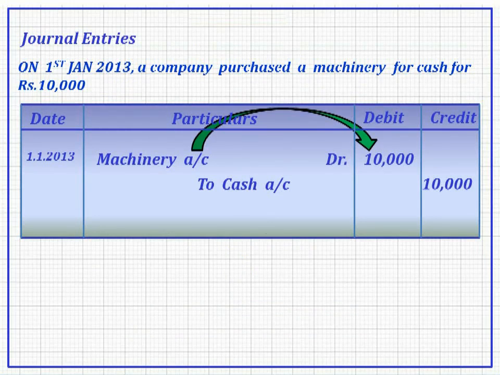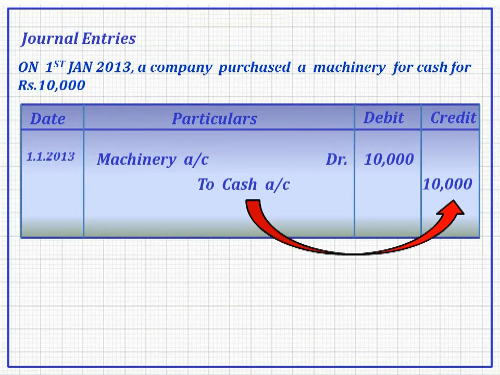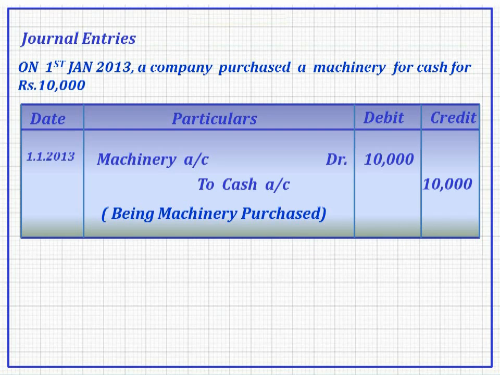Then to cash account, credit what goes out. Our cash has gone out of the company. So cash account has been credited. So to cash account, Rs 10,000. And what will be the narration? Being machinery purchased.